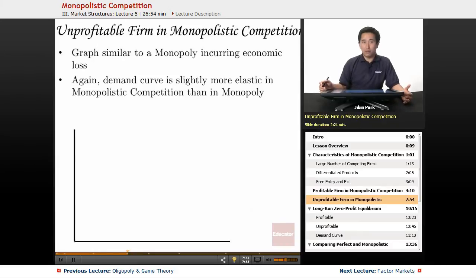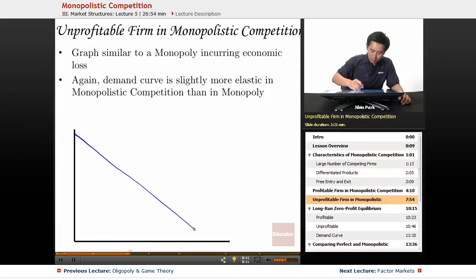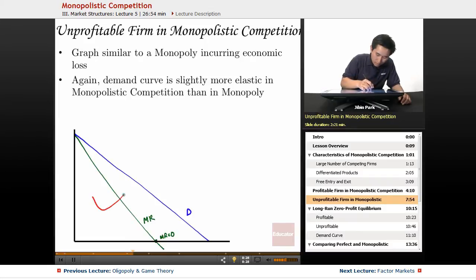Now, what is an unprofitable firm in monopolistic competition going to look like? Again, it's not going to look any different than a firm in a monopoly incurring an economic loss as well. So here's the demand curve. Again, it's going to be a little bit more elastic than it would be in a monopoly graph. And the marginal revenue curve, again, doesn't hurt to put MR equals 0 at that point. And this is the marginal revenue. Just do it. Marginal cost.